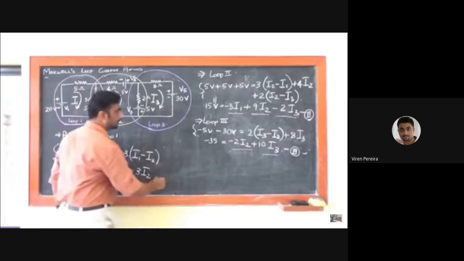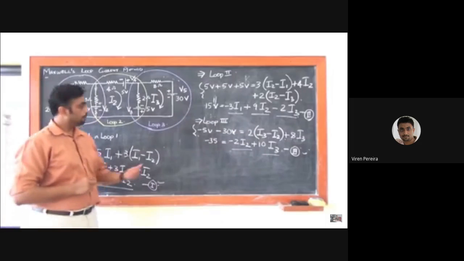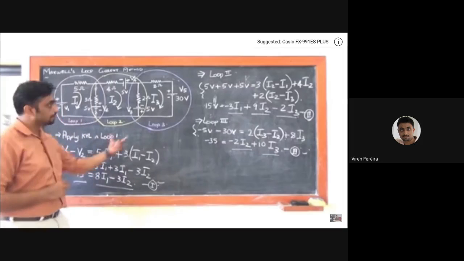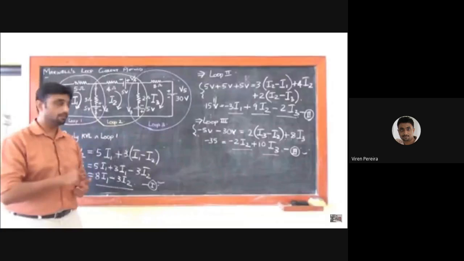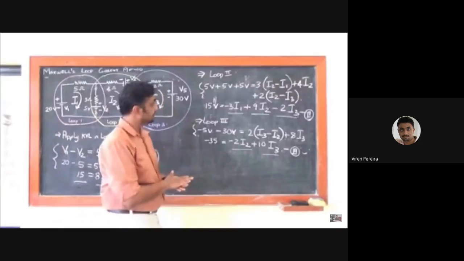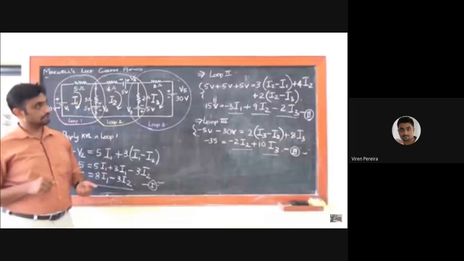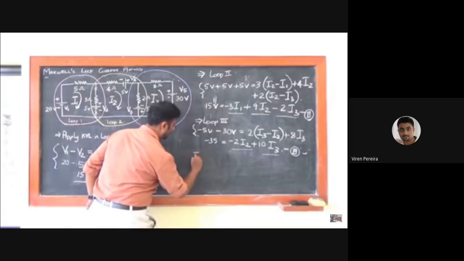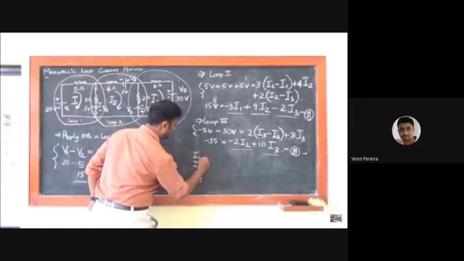So we can get these three equations directly. Now we can substitute these values in our calculators using the equation mode, either using Casio FX 991 ES. You can directly input the values of these three equations in three simultaneous equation mode and get the values of I1, I2 and I3.